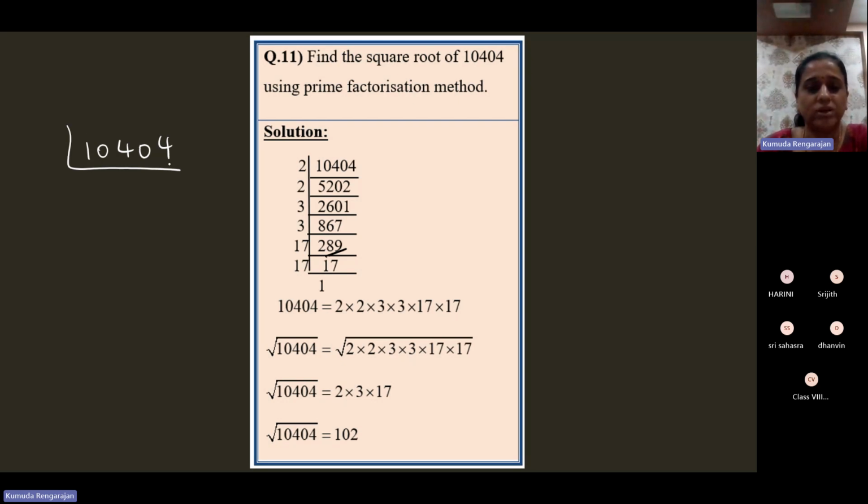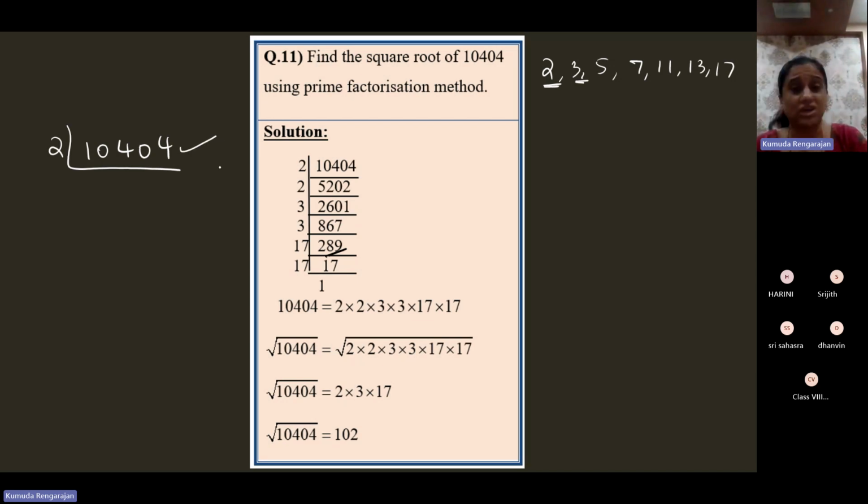Now 10,404 is divisible by 2. You know the prime factors, right? 2, 3, 5, 7, 11, 13, 17. It goes on like this. So you start with 2. Is it divisible by 2? Yes, it is. So then divide. If it is not divisible by 2, then check 3. When it's not divisible by 2, the number will never be divisible by 2 at any stage below. So don't check 2 again. You don't have to check that again.